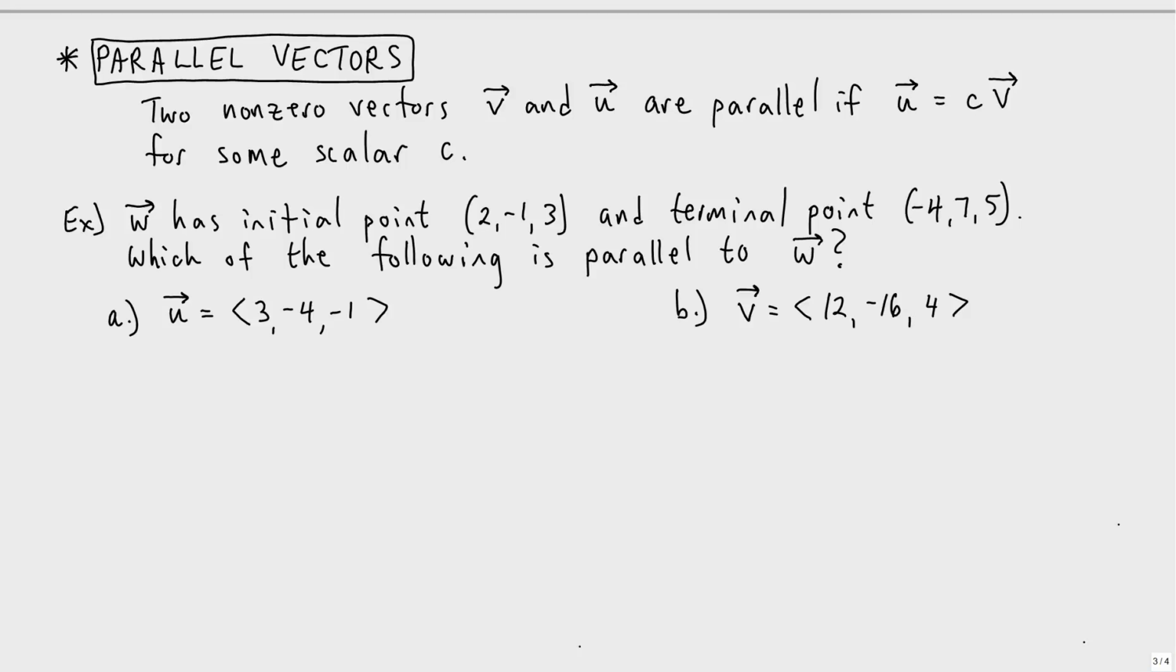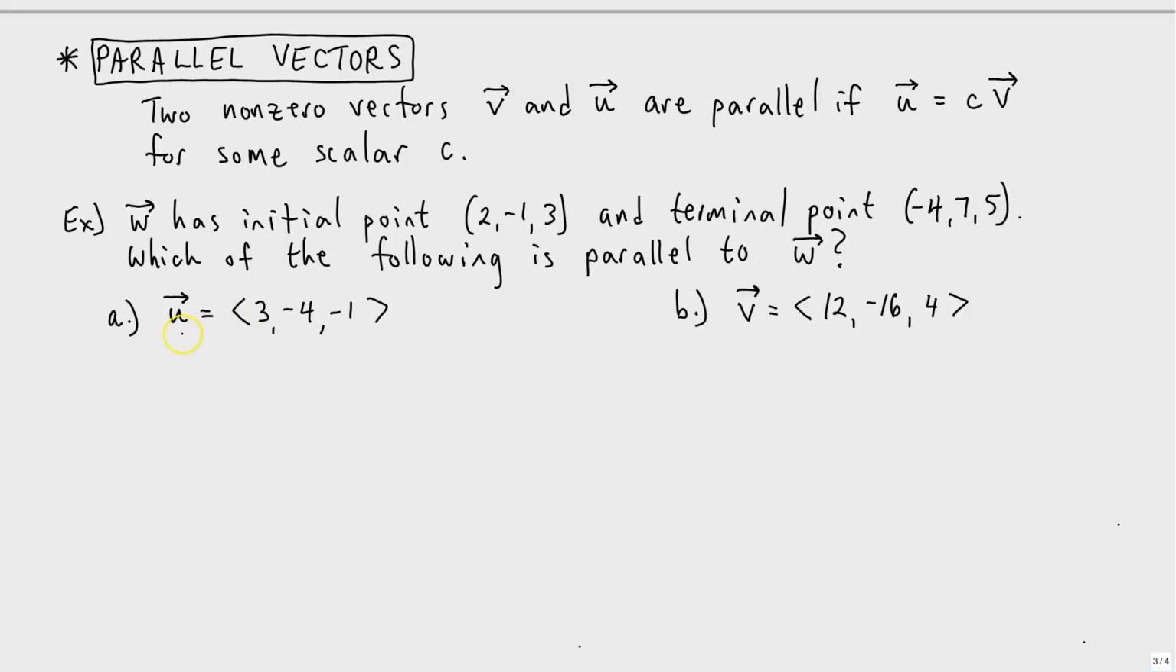Parallel in this case doesn't mean what it did in Euclidean geometry, where they never intersected. That's not necessarily what we mean, but there are some similarities, which I'll show you in a second. So for example, say vector w has an initial point of 2, negative 1, 3, and terminates at negative 4, 7, 5. Which of the following vectors is parallel to vector w? Well, let's find out.